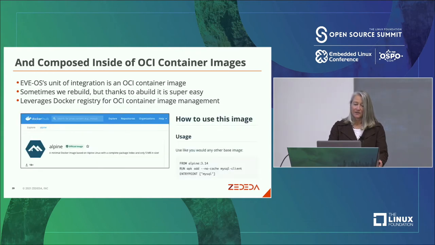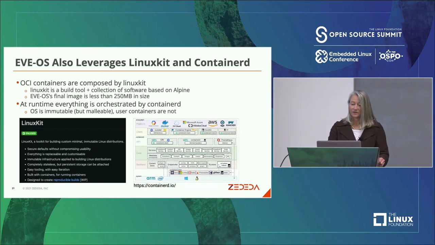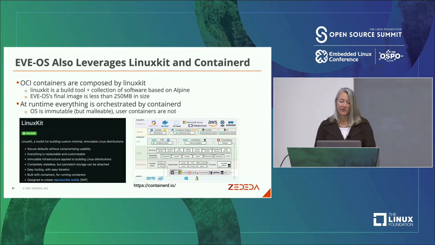Essentially, EVOS's unit of integration is just these container images of the applications you want to deploy. And it leverages the Docker registry heavily, like you can point to a Docker source and then download your containers. I'll be doing that part of my demo, fetching a container from Docker and deploying to the edge. EVOS also leverages LinuxKit and Containerd, and that's how all the build system infrastructure leverages best practices, open software, and manages the application.